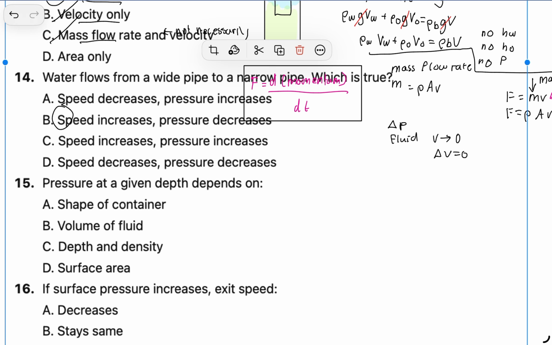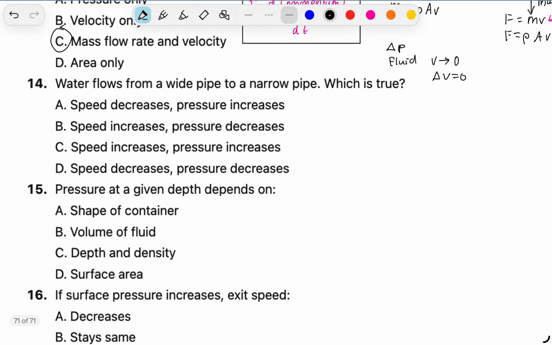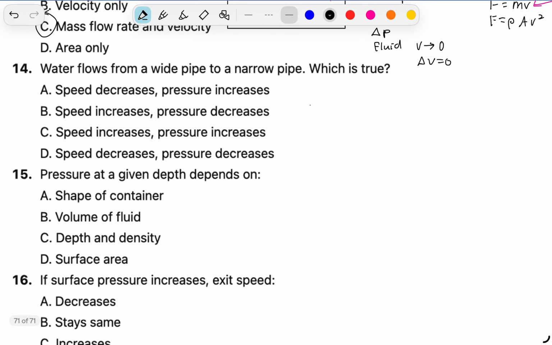Water flows from a wide pipe to a narrow pipe. Which of the following is going to be true? Let's say we have our wide pipe here, and then we shrink to this smaller pipe over here. This is going to be A1, and this is going to be A2, and let's call this a circular pipe.